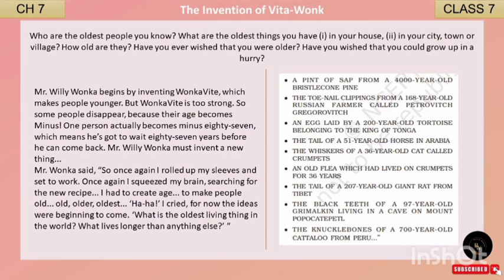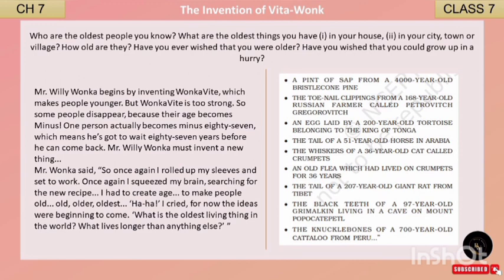After that, what happened, and whether he could invent something new, and if yes, what was it? Let's go into the story. Mr. Wonka said, "So once again I rolled up my sleeves and set to work. Once again I squeezed my brain, searching for the new recipe. I had to create age, to make people old, older, oldest. Ha ha."